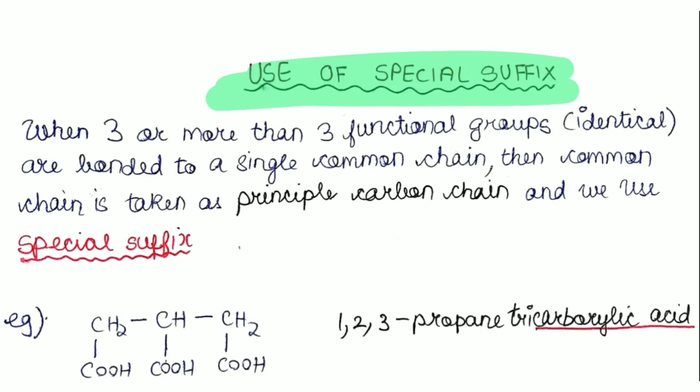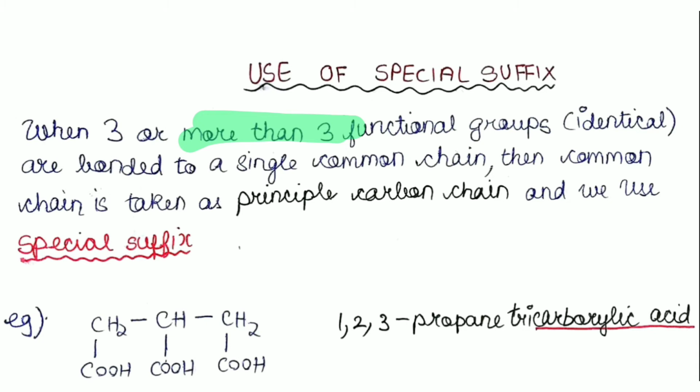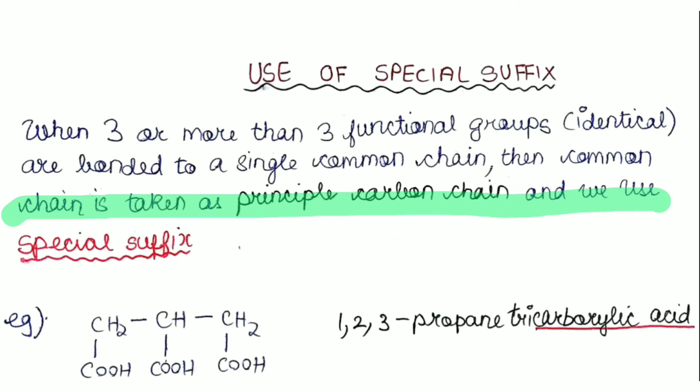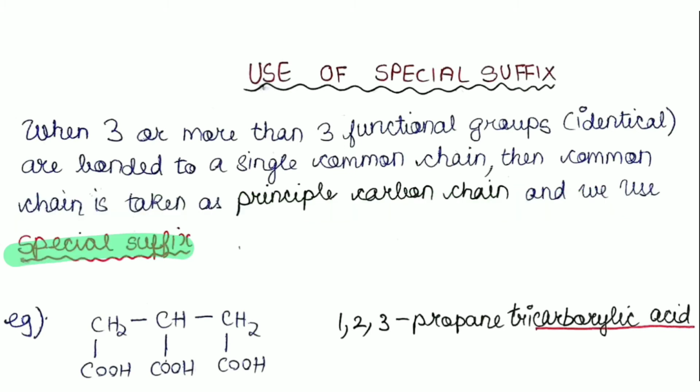When do we actually require that special suffix of carboxylic acid? When 3 or more than 3 identical functional groups are bonded to a single common chain, then the common chain is taken as the principal carbon chain, and we use the special suffix, that is carboxylic acid. For that, what is the necessary condition, guys?